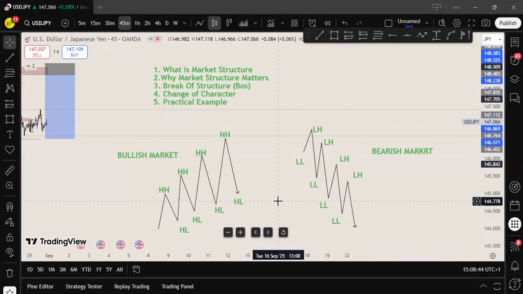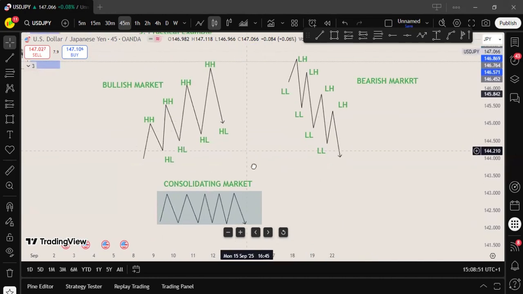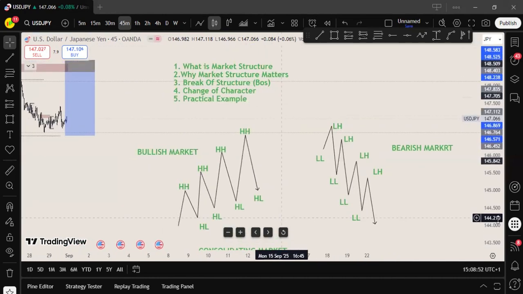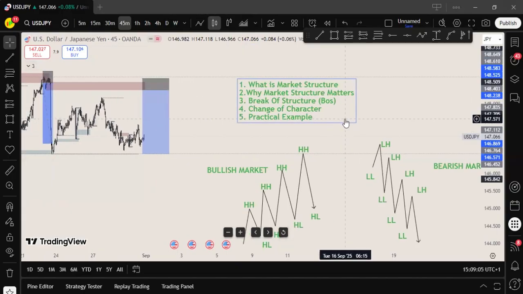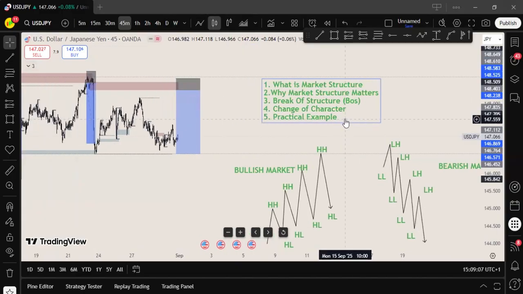We have only three types of markets: the bullish market, the bearish market, and the consolidating market. Market structure matters a lot, because we will be able to spot whether the market is buying or selling. We'll be able to know the direction of the market.